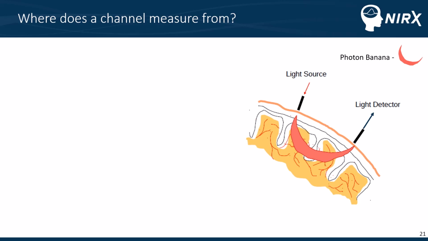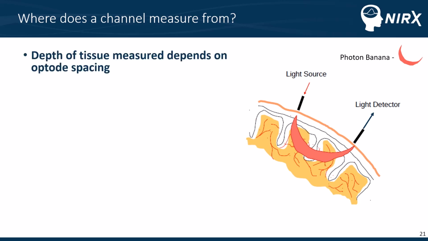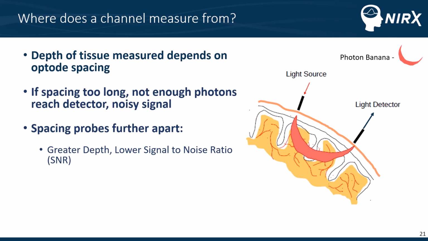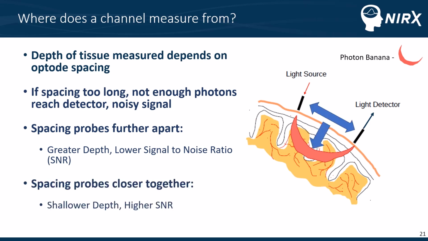So where does the channel measure from? As I just mentioned, it images the tissue in between a source and a detector, in between and underneath. The depth of that photon banana depends on the optode spacing. If the spacing is too long, not enough photons will reach the detector and you'll have a signal that's dominated by noise rather than your photons of interest. Spacing probes further apart leads to a greater depth imaged but lower signal to noise ratio. Spacing probes closer together has a shallower depth of imaging but a higher signal to noise ratio.